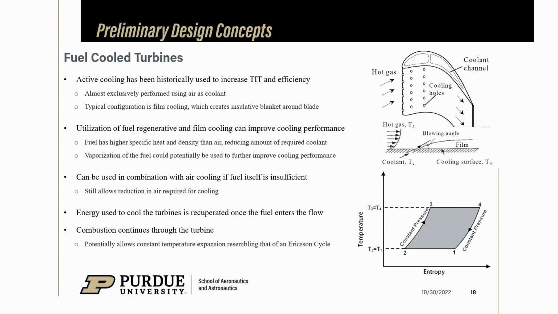The next approach that we will discuss is the use of liquid-cooled turbines, specifically using fuel as the active working fluid. Active cooling has been used since the 1940s to increase the turbine inlet temperature in engines, thus overall improving the thermodynamic efficiency of the engine cycle. Such cooling is almost exclusively performed using air as the working fluid, specifically in a film cooling configuration, where air is routed as an insulative blanket around the turbine blade, protecting it from the hot gas flow.